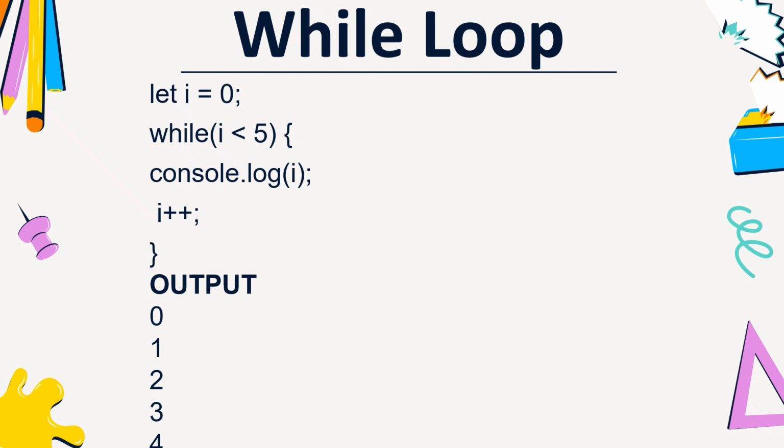So what is the output? We have the initial value 0, and then it will print the value using the console.log. The first value will get printed. After that it will increment by using the I plus plus. So like this, at each and every step it will get incremented up to I is less than 5. So we'll get the output 0, 1, 2, 3 and 4.